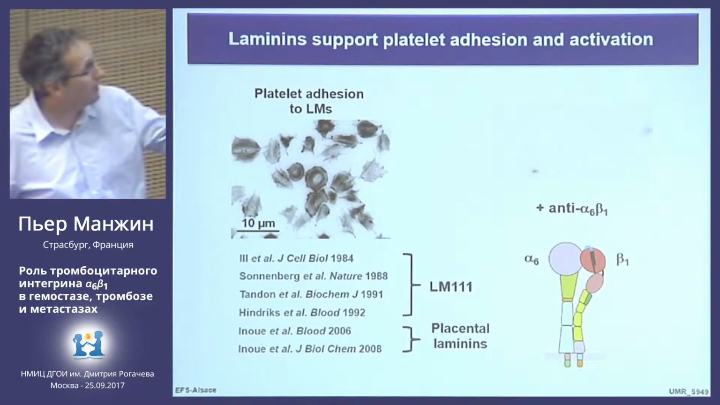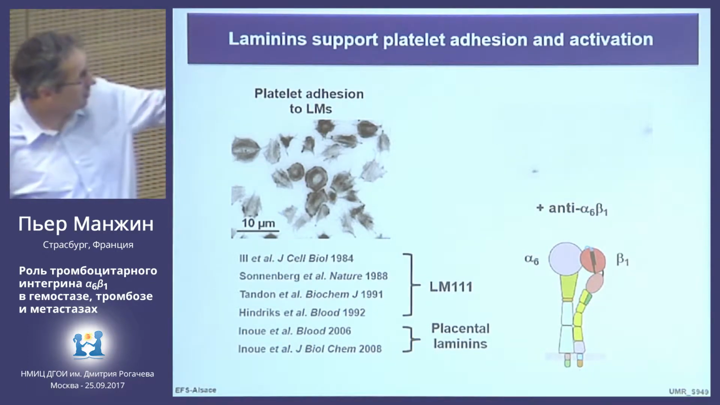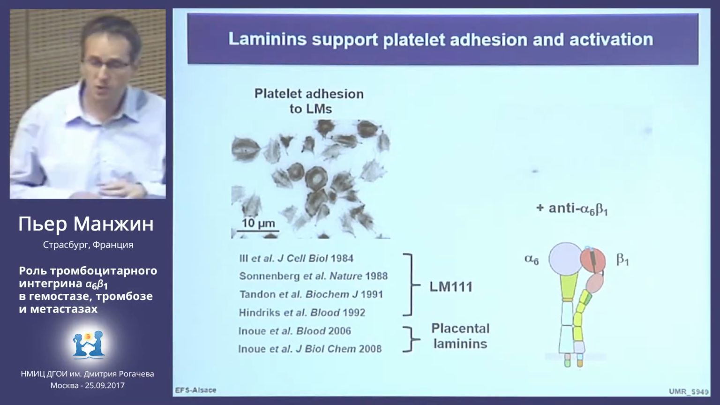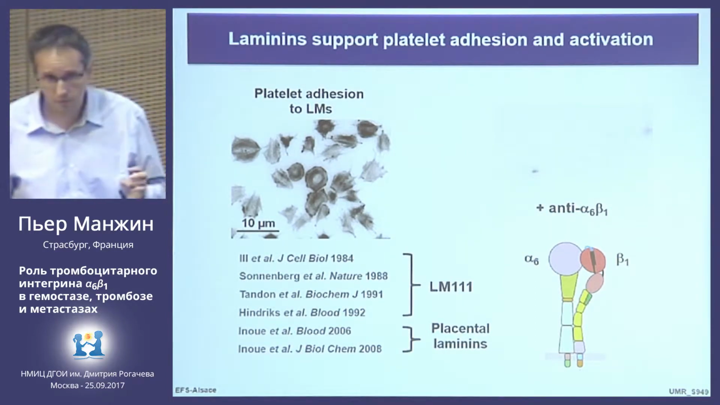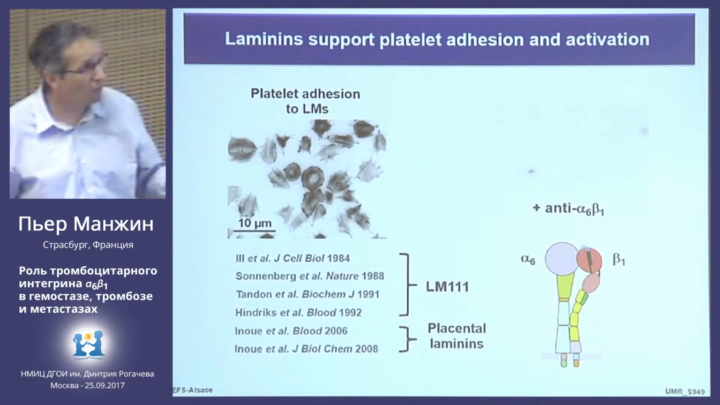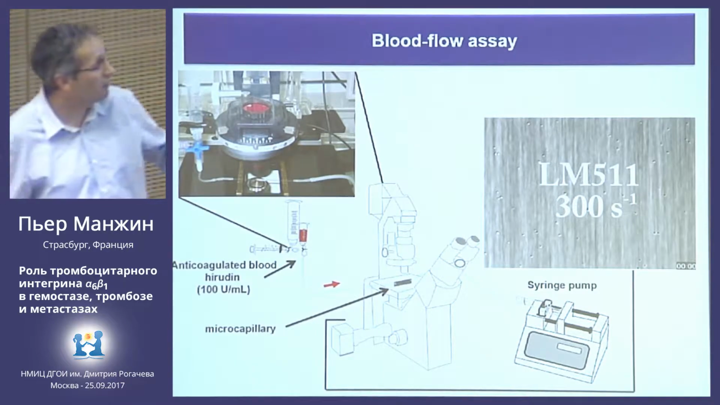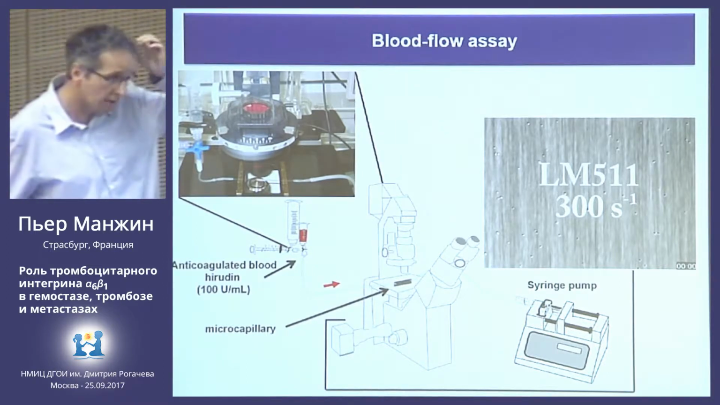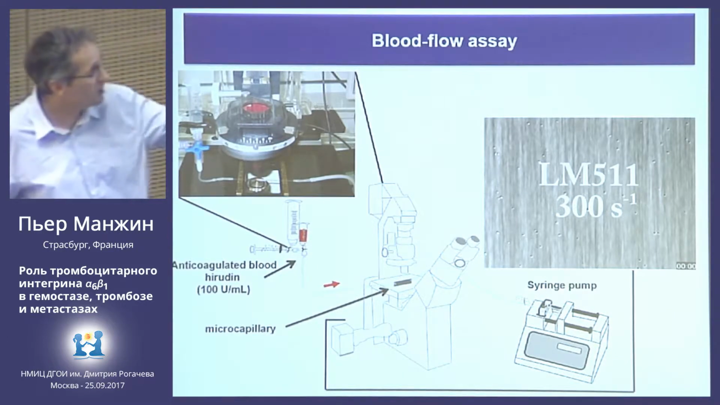When we looked a bit closer at the studies, what we observed is that most of them were using laminin 111, and two of them were using placental laminins, which are composed of various types of laminin, but mainly alpha 1 chain containing laminins. So these experiments were actually performed with non-vascular laminins, and we wondered what the interaction between platelets and vascular laminins is. For this, we decided to use a flow system in which anticoagulated blood, here with hirudin as an anticoagulant, is perfused through a flow system that we coat with purified proteins by using a syringe pump.